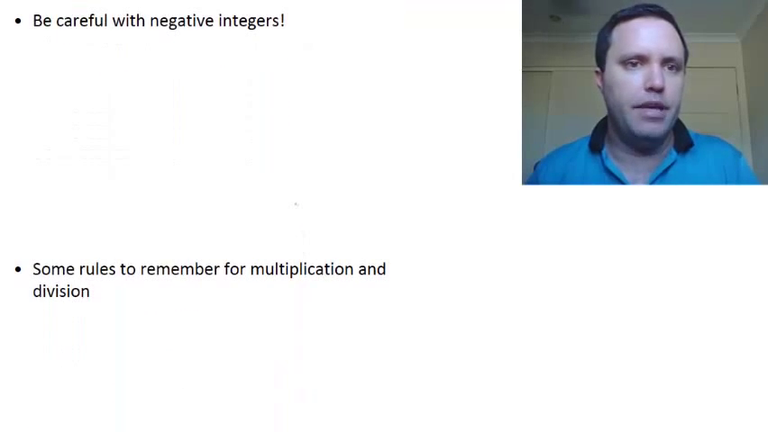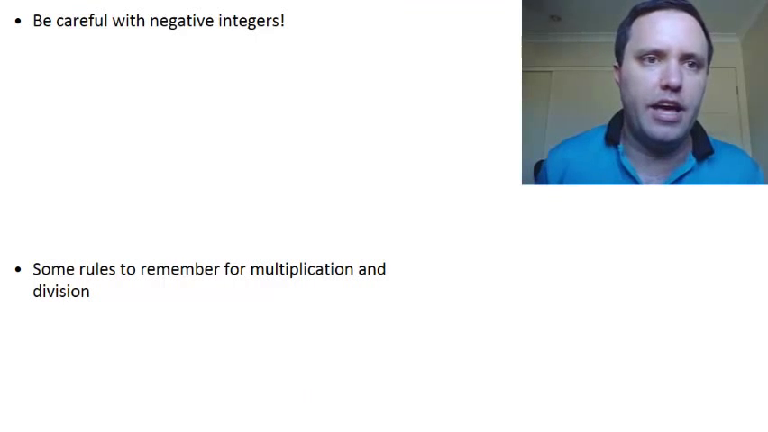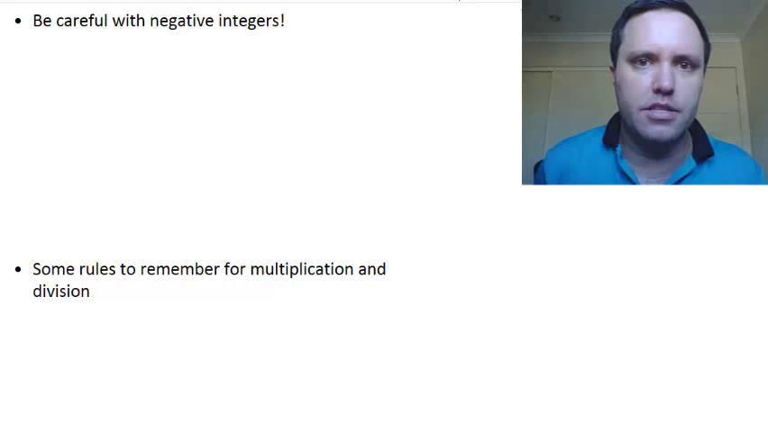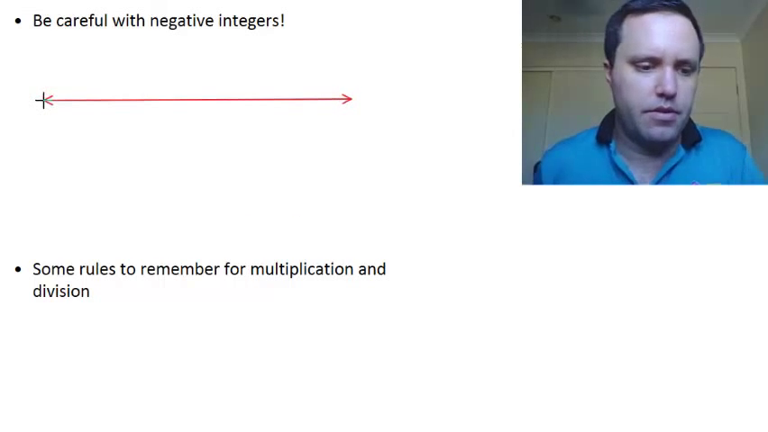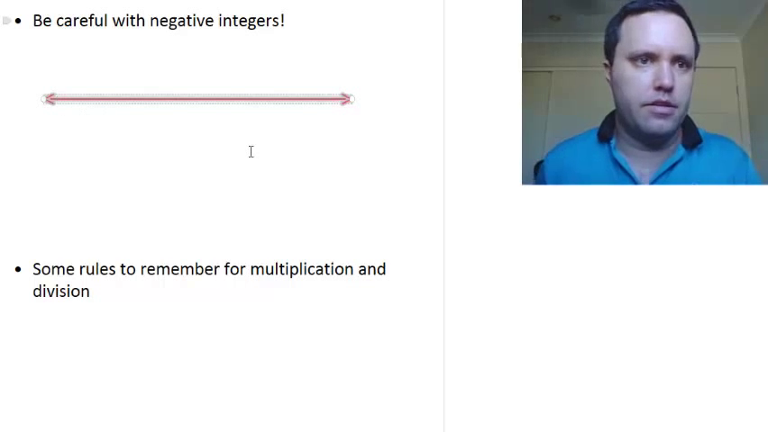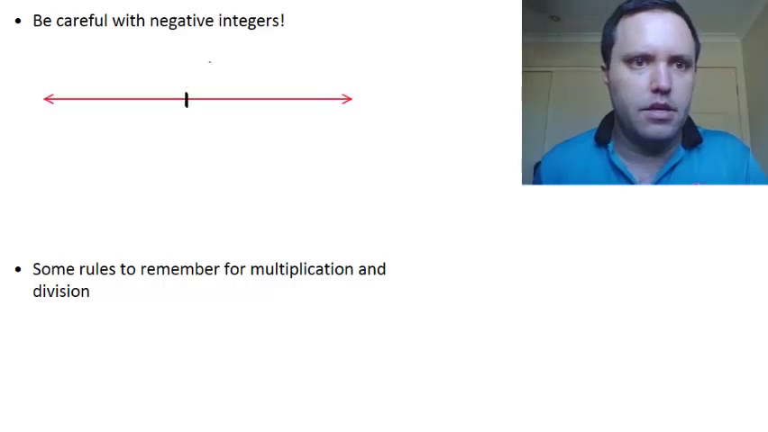Okay, now be careful with negative integers. Now again, if I had my number line, I might make it in red this time. Let's see if this works. There we go. So here's my number line. Now, here's my 0, and let's just say this is 3.